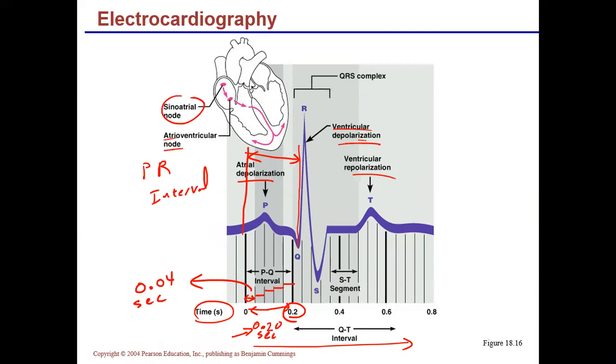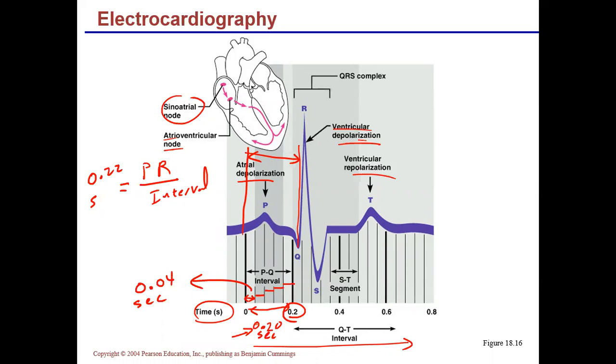All right. So if I want to know what the PR interval is, I could go from here to here, and I could estimate probably around 0.20, 0.22, 0.24 max. It looks like it's half of that, so I would say the PR interval right now is 0.22 second.